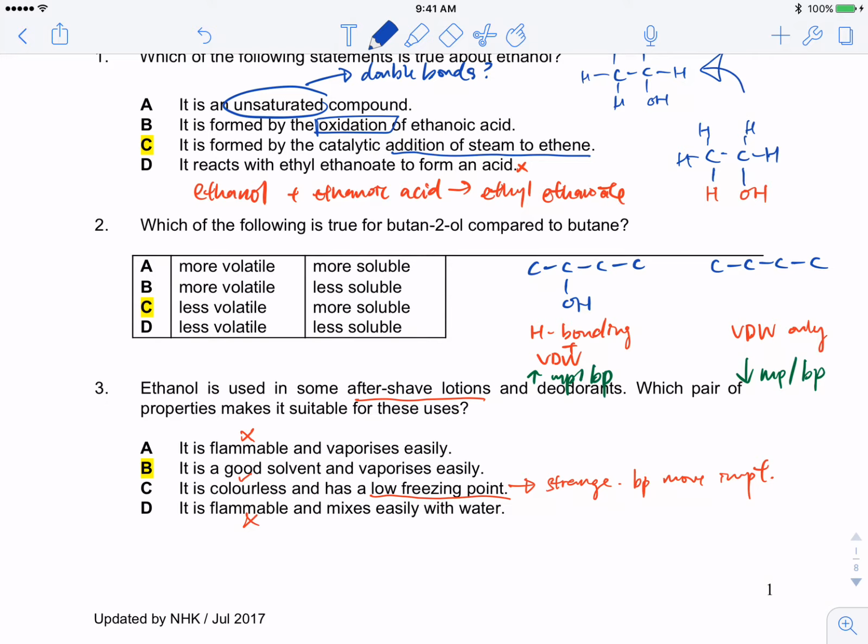Question 6. Answer is D, propene, because only alkenes react with steam to form an alcohol. Answer is not B. Okay, question 7. This is the one that is a bit confusing.